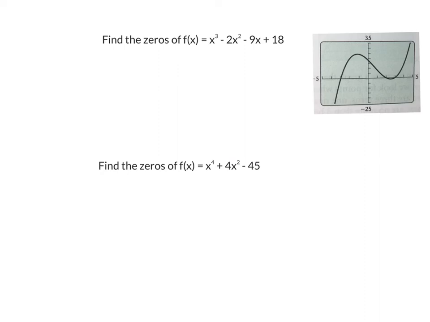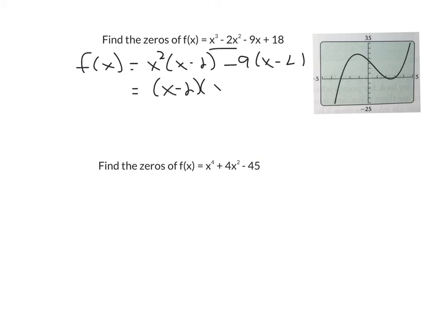It says find the zeros of this function. What I'm going to do is factor it. They're going to have you factor a couple of them and find your zeros. When you have 4 terms, the only way to factor is by grouping. So I'm going to group the first 2 together, make it x squared, x minus 2. Group the second 2 together, where I take out a -9, which leaves an x minus 2. You always want the same thing inside. So take out the x minus 2, that leaves x squared minus 9.